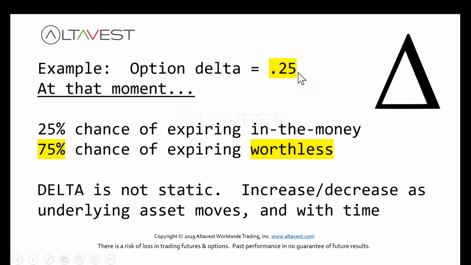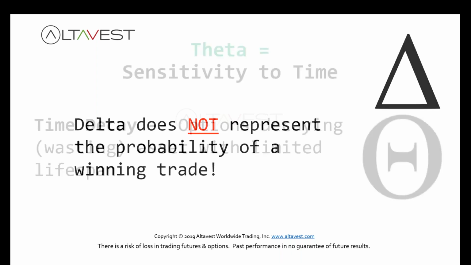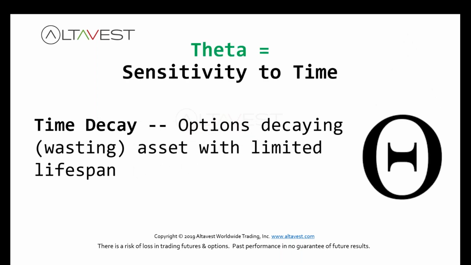Of course, delta is always moving with price and time. It's not static, and it is not the probability of a winning trade. So let's not make that mistake. You can't get into a trade and from the very first day say, well, this has X probability of winning. That's not what delta represents. Now, how about theta?